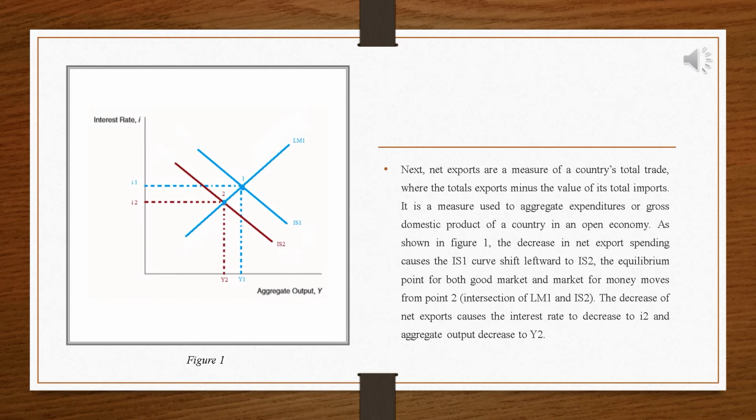Next, net exports are a measure of a country's total trade, where the total exports minus the value of its total imports. It is a measure used to aggregate expenditure or gross domestic product of a country in an open economy. As shown in figure 1, the decrease in net export spending causes the IS1 curve to shift leftward to IS2. The equilibrium point for both the goods market and the market for money moves to point 2, the intersection of LM1 and IS2. The decrease of net exports causes the interest rate to decrease to I2 and aggregate output to decrease to Y2.